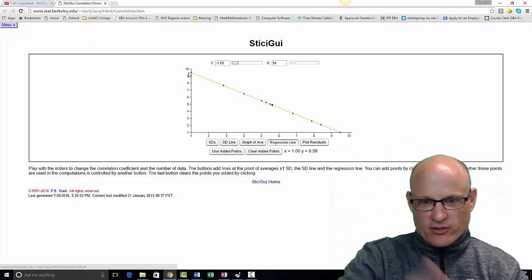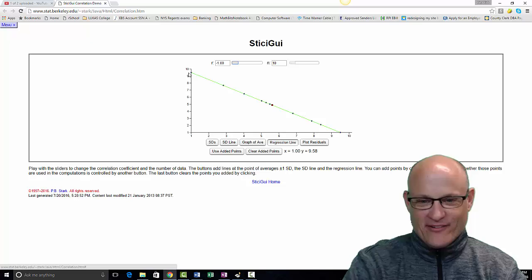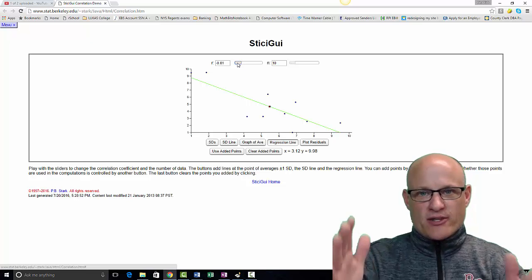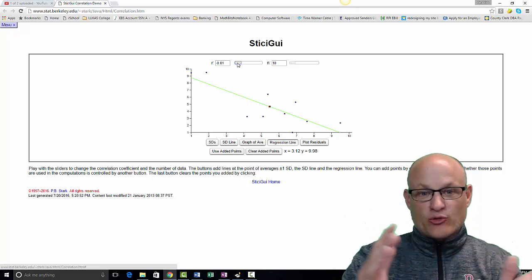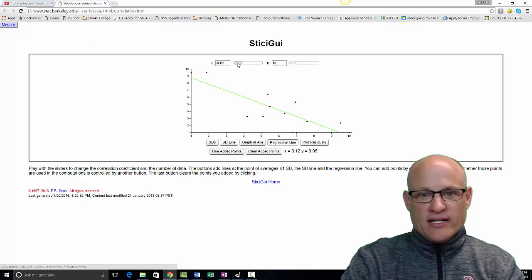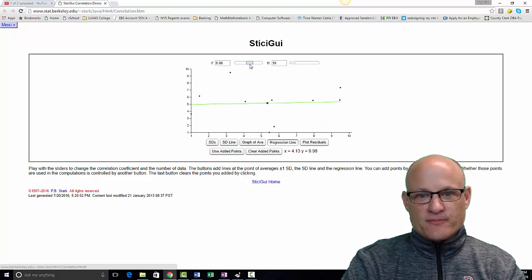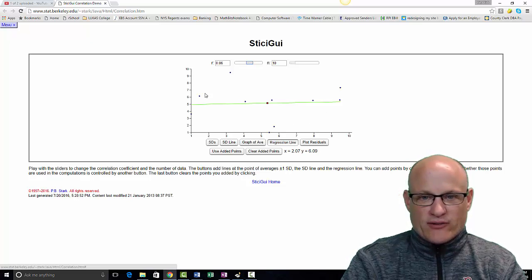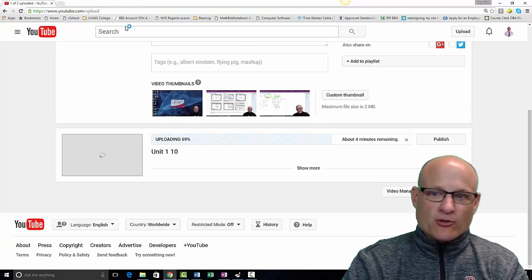Okay, so as we get closer to 1, the points get closer to the line. As we get closer to -1, the points get closer to the line. As we get close to 0, they start getting all over the place. Look at that, this is almost 0, and if you had to draw a line, why did they draw this line? I don't know. They just drew a line. It makes no sense. So anyway, that's pretty cool stuff.